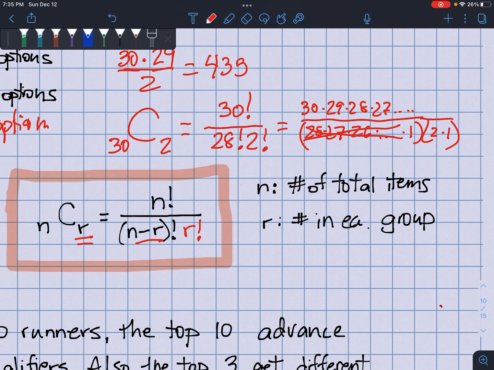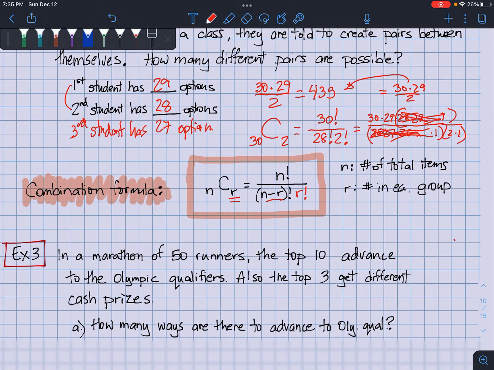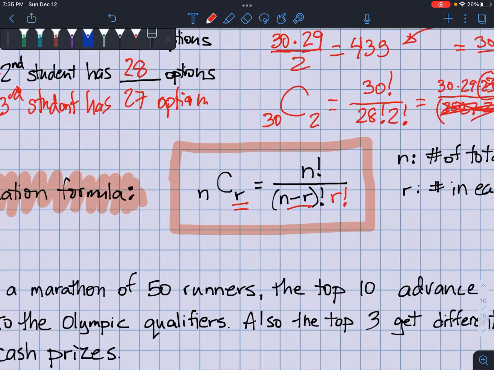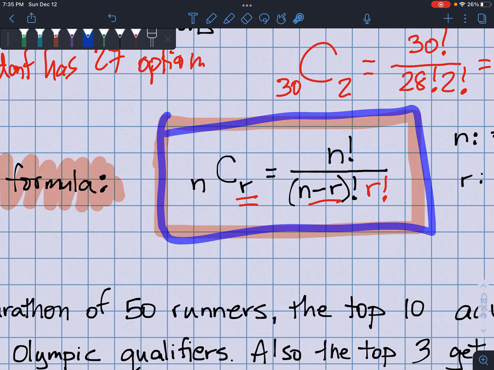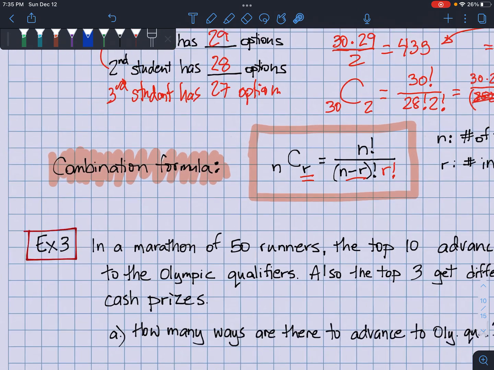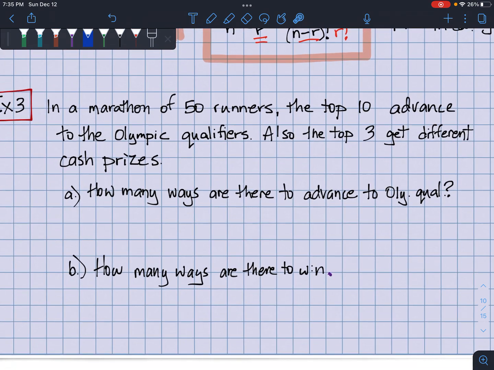So the 28, all that cancels with this all the way down to 1, yeah? So I'm going to have 30 times 29 divided by 2. And yes, that gives me the same answer as 435. All right, so this formula does work. It's called a combinations formula, and it should be in your notes. Take a moment, pause the video, copy it down. We're now going to use it in a couple of our last examples.